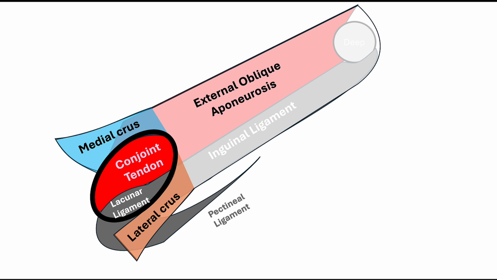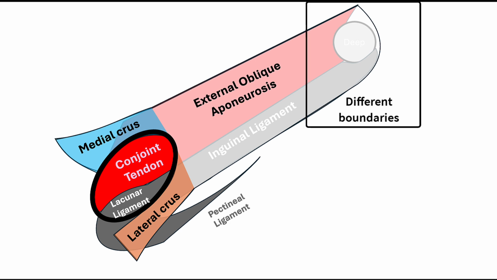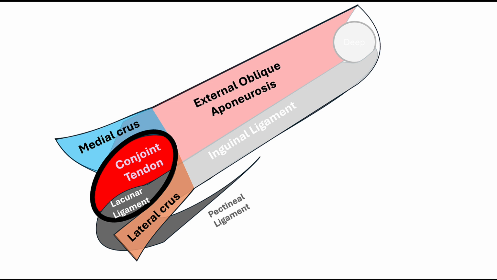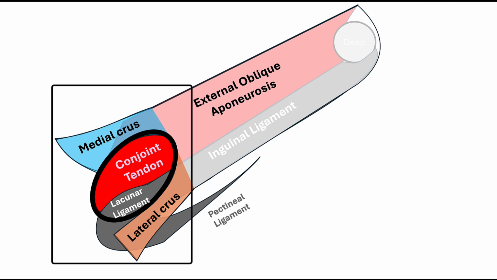a conjoined tendon. Now the truth is, what makes up the walls of the tunnel changes as the tunnel comes from internal to external and lateral to medial. But what you normally get tested on, especially in the lab, is the boundaries of this inguinal canal closest to the superficial inguinal ring, and those are the ones I just taught you.